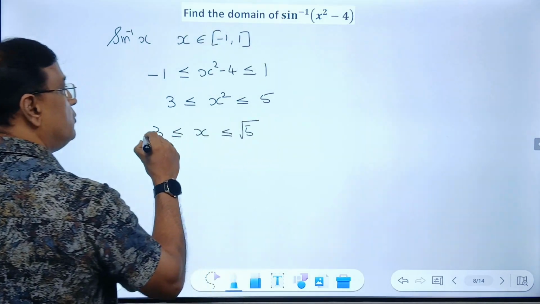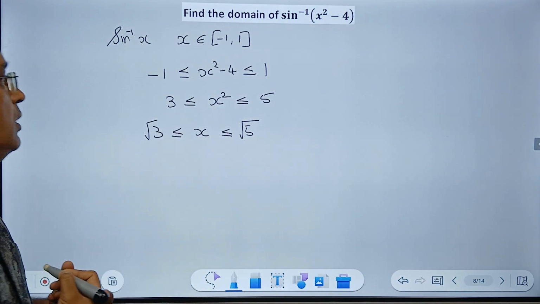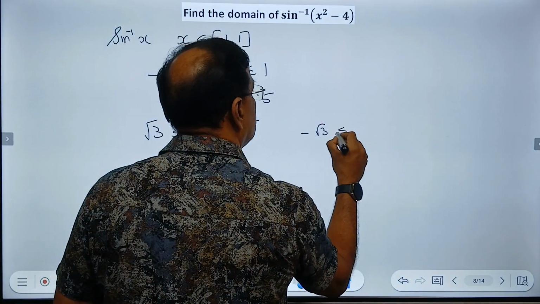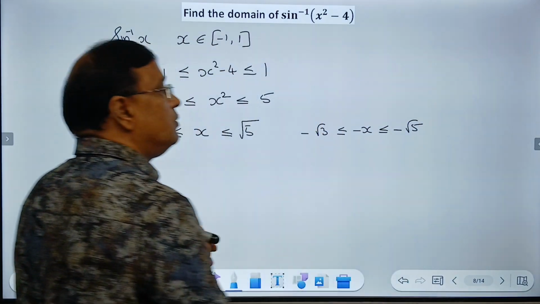Of course it should be root. First is this because I'm taking only the positive square root. Now if I take the negative square root, it will be minus root 3 less than or equal to minus x less than or equal to minus root 5.